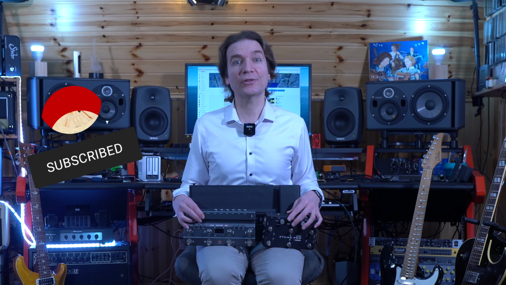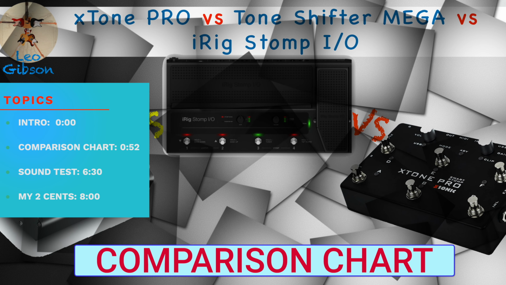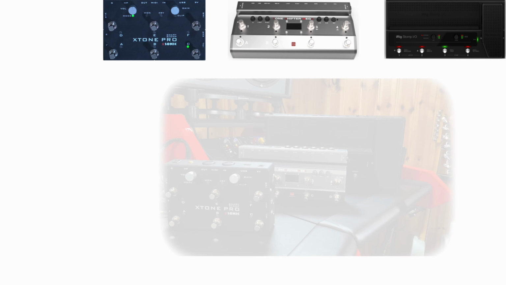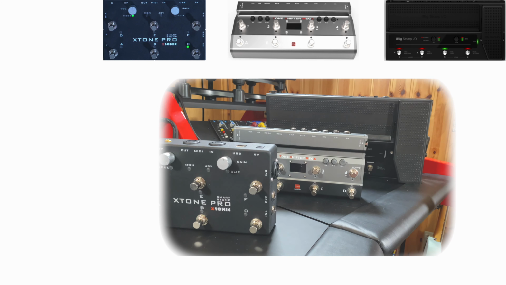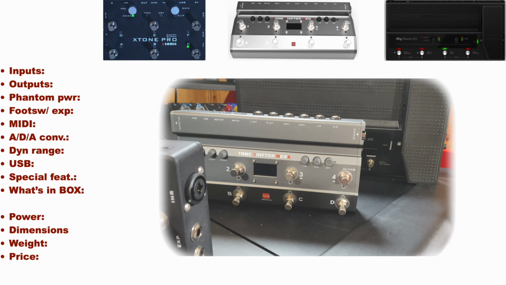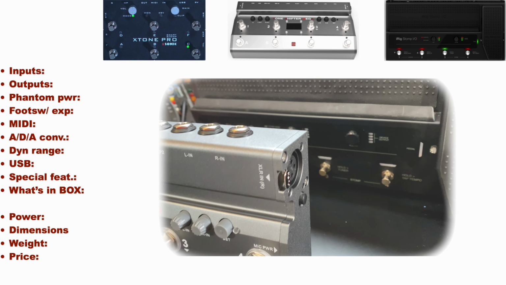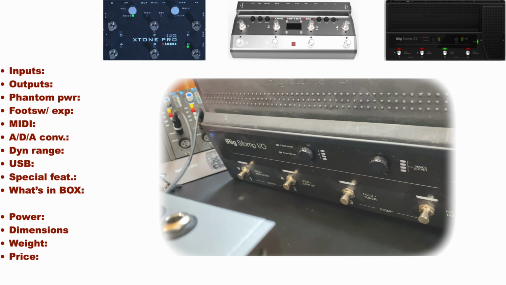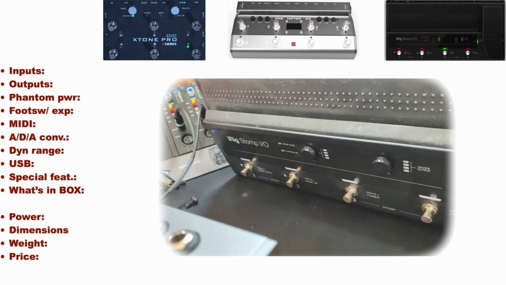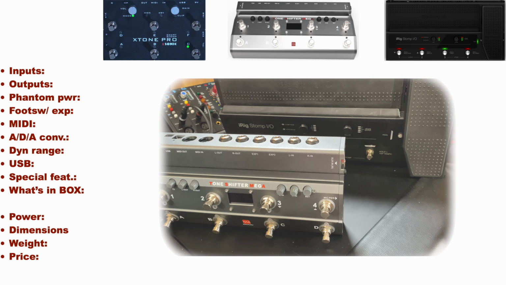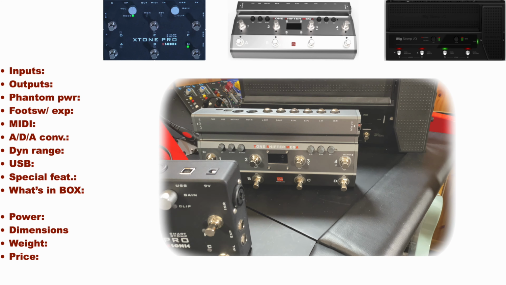Let's start with the comparison chart. We will now check the differences between the three audio interfaces among the following parameters: number of inputs and outputs, phantom power availability, number of foot switches and expression pedals, MIDI availability, ADA conversion, dynamic range extension, USB characteristics, special features available in each of the units, what is provided within the box, power, dimensions, weight and price.